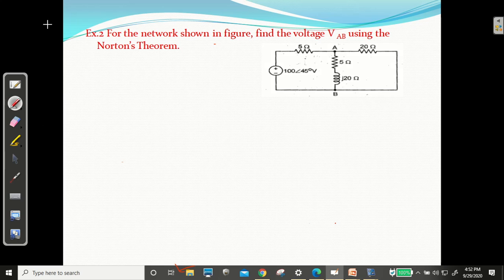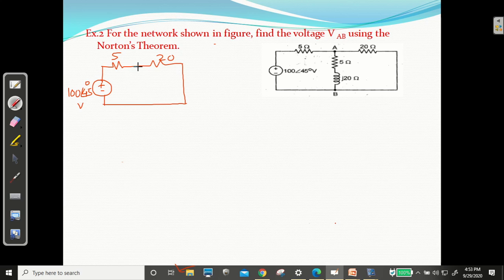We have to solve the problem by, so first step is what? For the network shown in figure. Okay, so first remove this, by shorting it. So this is 5 ohm, this is 20 ohm, this is what? 100 of the angle 45 degree voltage. Clear?